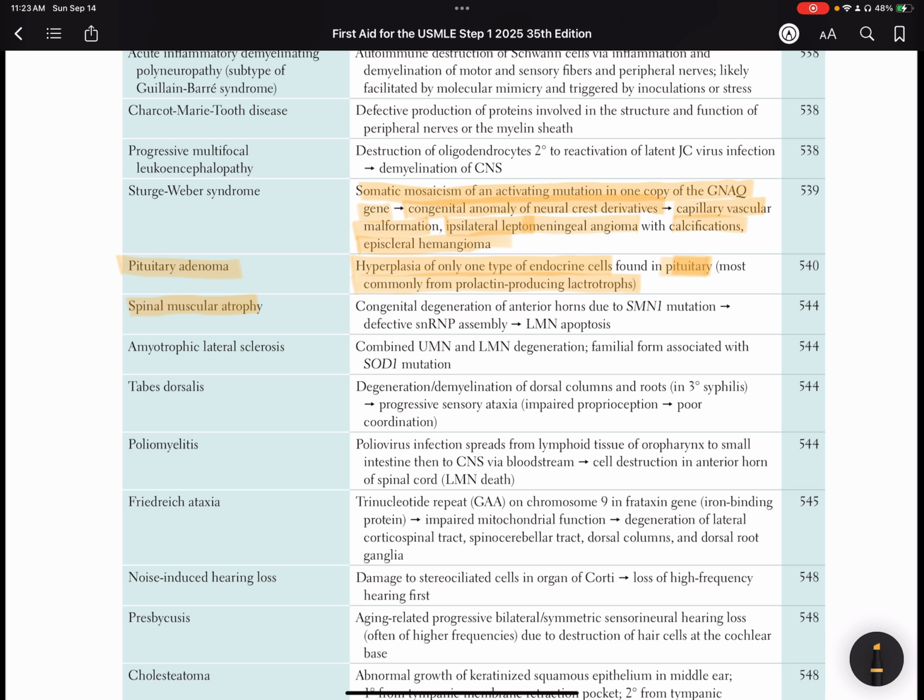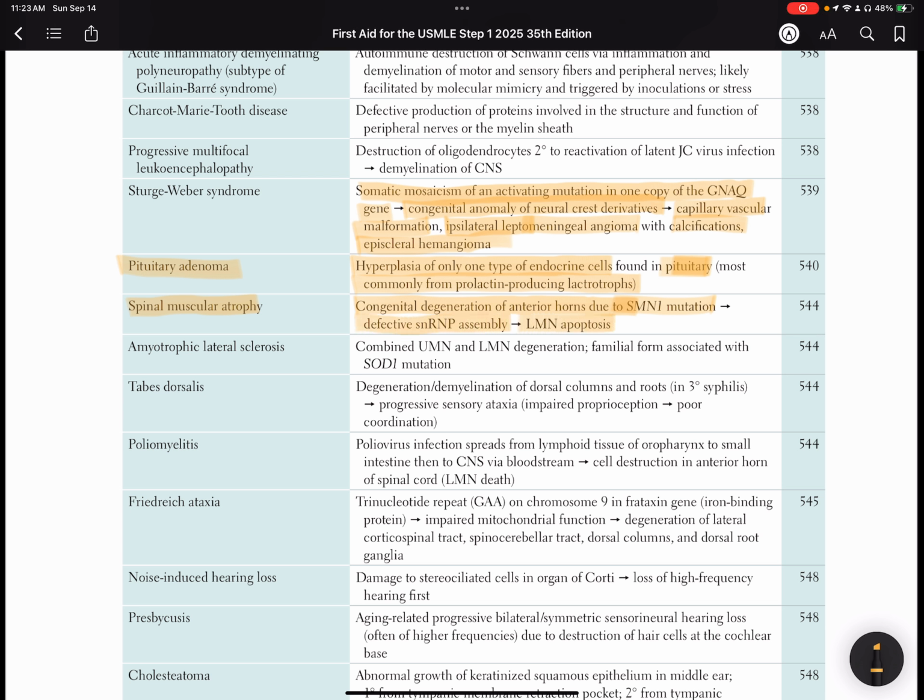Next is spinal muscular atrophy. What is spinal muscular atrophy? Spinal muscular atrophy is congenital degeneration of anterior horns due to SMN1 mutation. This leads to defective snRNP assembly, leading to LMN apoptosis.